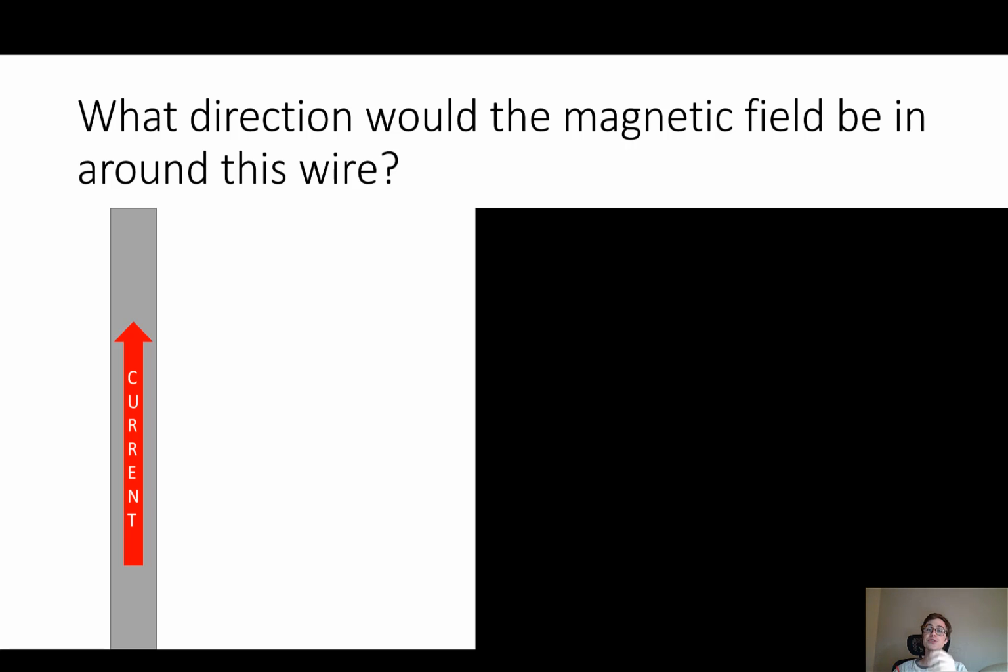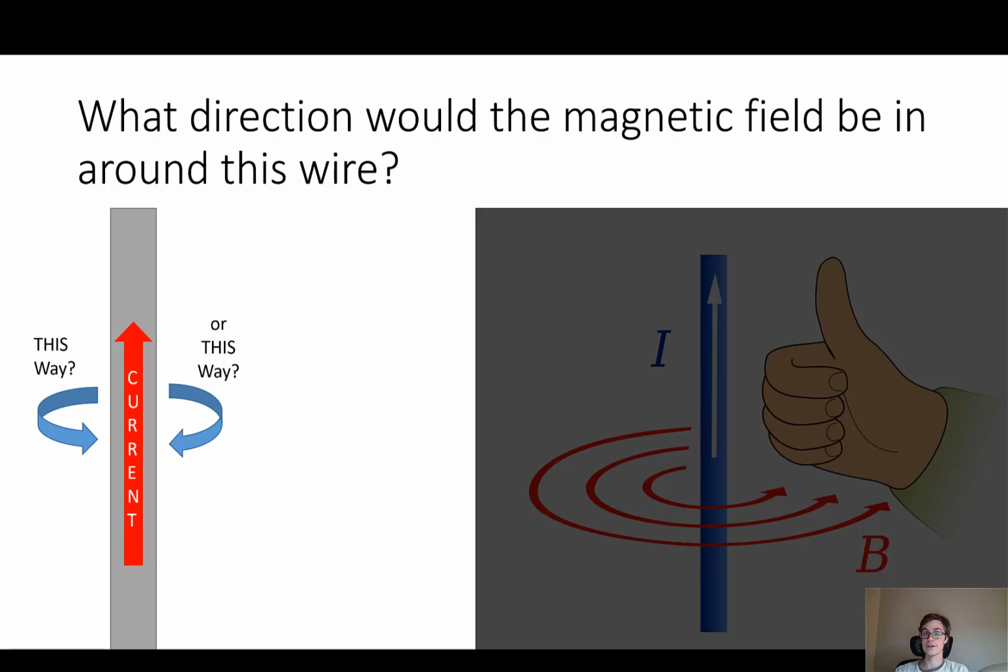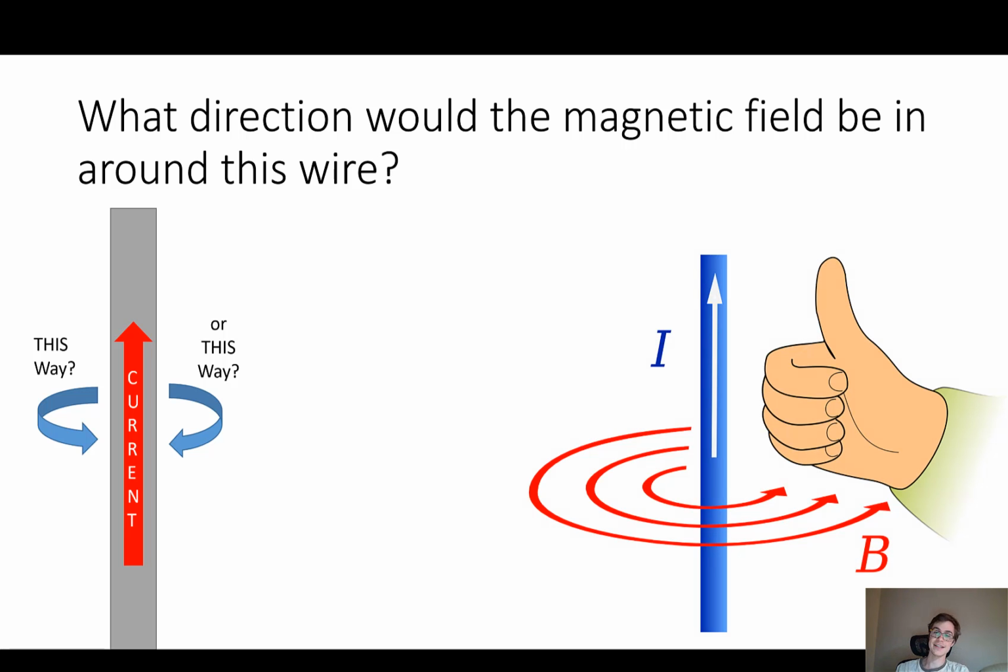As an example, which direction would the magnetic field be moving in around this wire? Well, pointing in. Would it be going this way or this way? Well, stick your thumb in the direction of the current and curl your fingers. If you do that, you'll see that on the left side of that wire, it should be coming out of the screen, and on the right side of the wire, it should be going into the screen. Kind of like this. This will tell you the direction of the magnetic field lines around this wire.